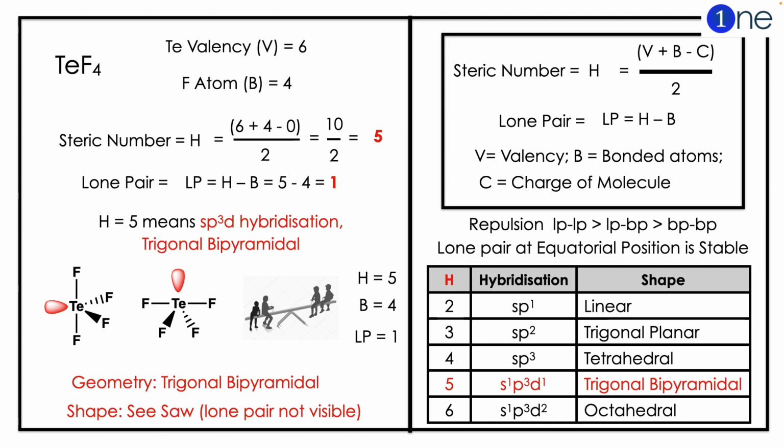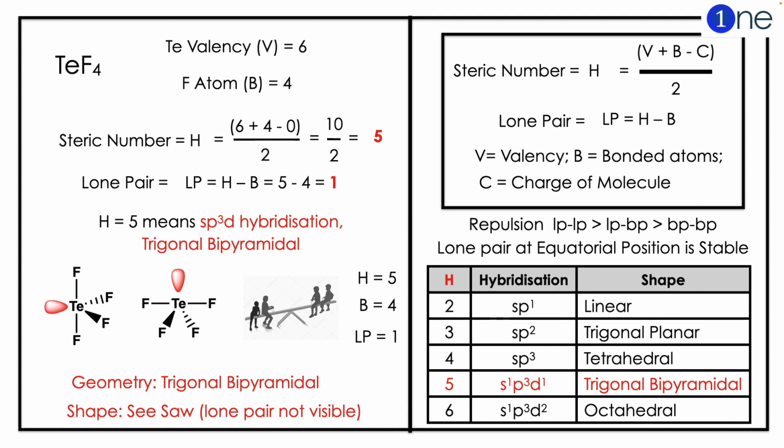The steric number formula is (V + B - C) divided by 2. Tellurium valency is 6, fluorine atoms are 4. So the steric number will be 10 by 2, which equals 5. The lone pair will be H minus B, which is 5 minus 4 equals 1.